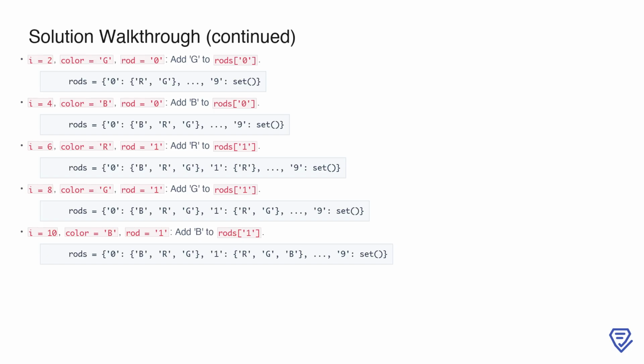In this example, the input ring string is R0G0B0R1G1B1. Once again, we start by initializing the rods dictionary with empty sets for each rod. As we process the input string, the first pair R0 adds R to rod 0. Then, G0 adds G, followed by B0 adding B, so rod 0 now contains B, R, and G. Moving to rod 1, the pair R1 adds R, G1 adds G, and B1 adds B, making rod 1 also contain all three colors, B, R, and G.